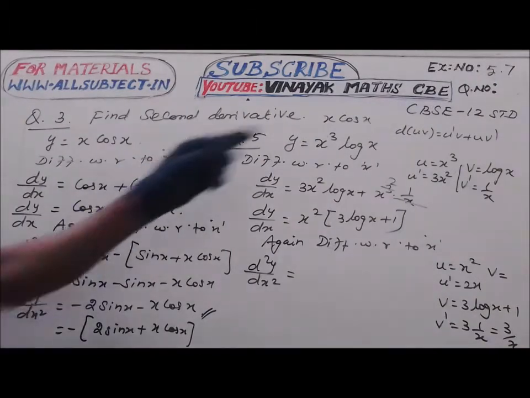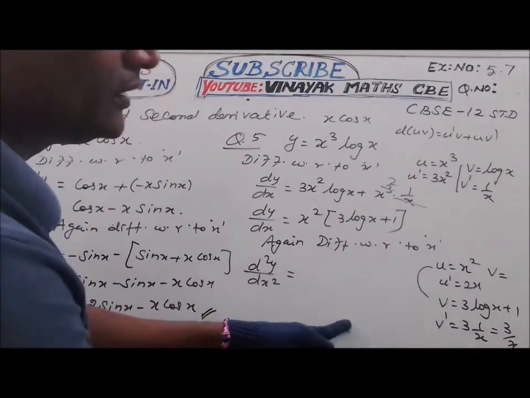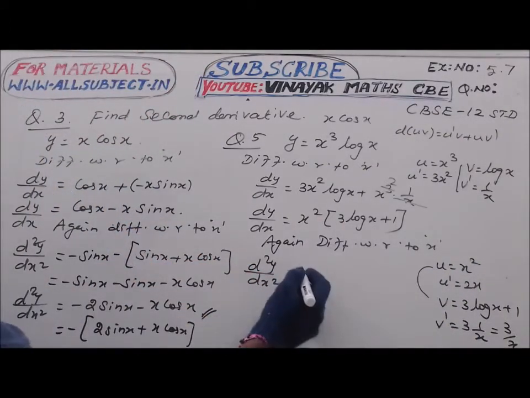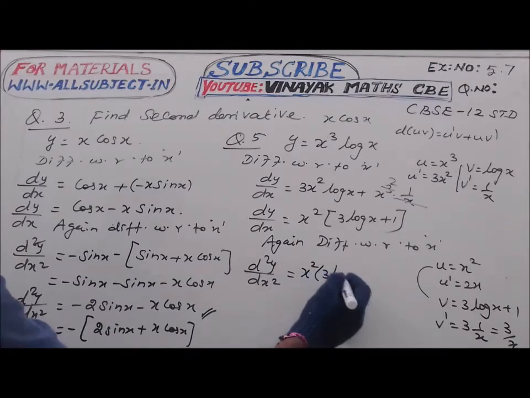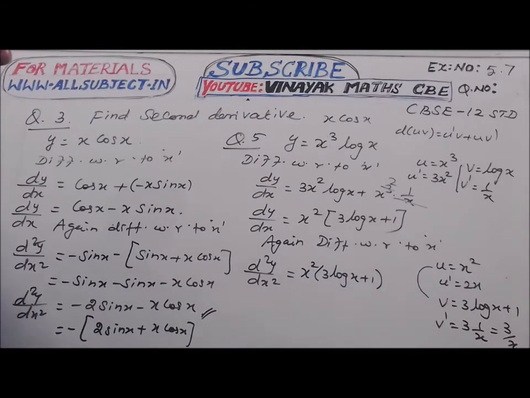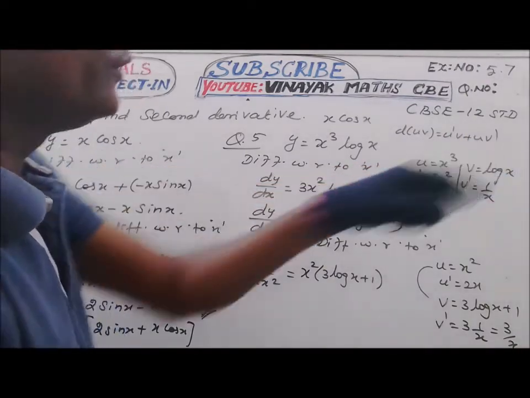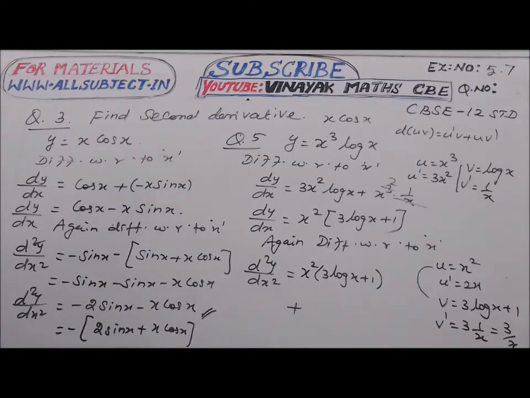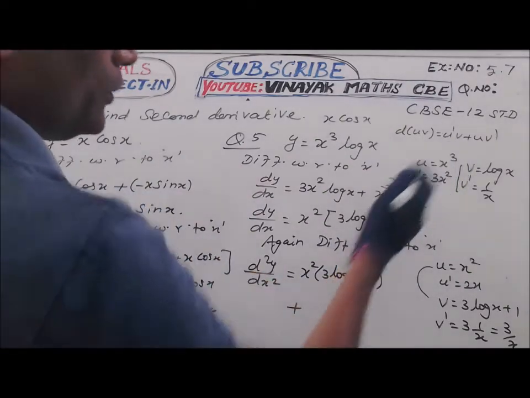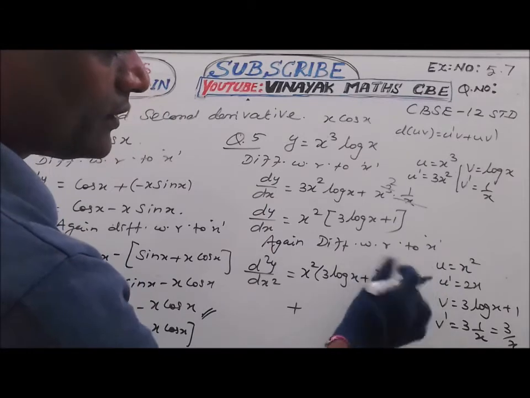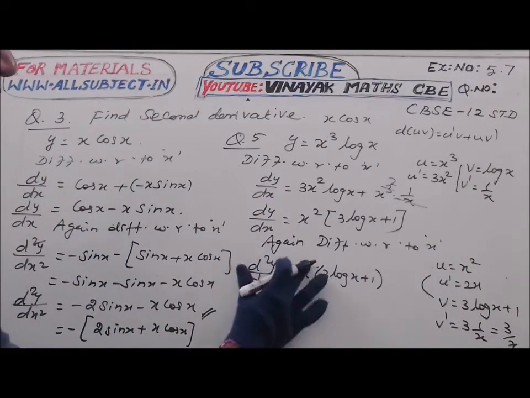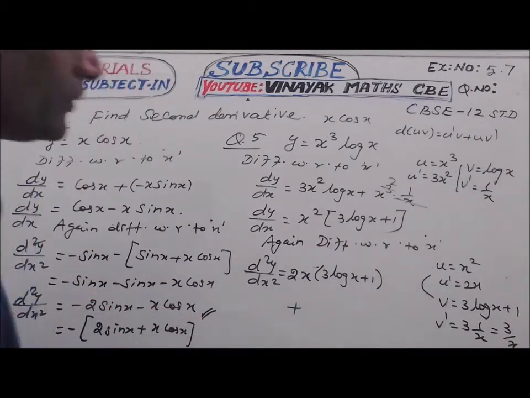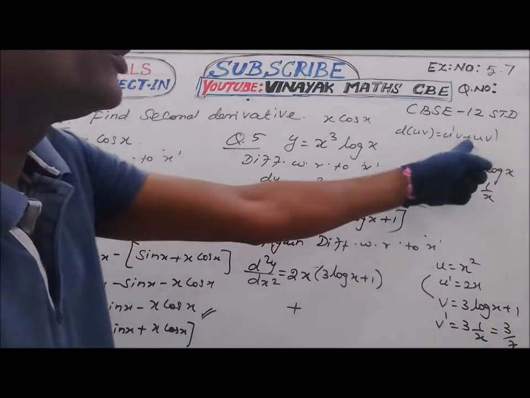Substituting in the formula, u dash v, u dash into v: u dash is 2x, v is 3 log x plus 1. So 2x into 3 log x plus 1. We have completed u dash v, and then we are moving to u v dash.